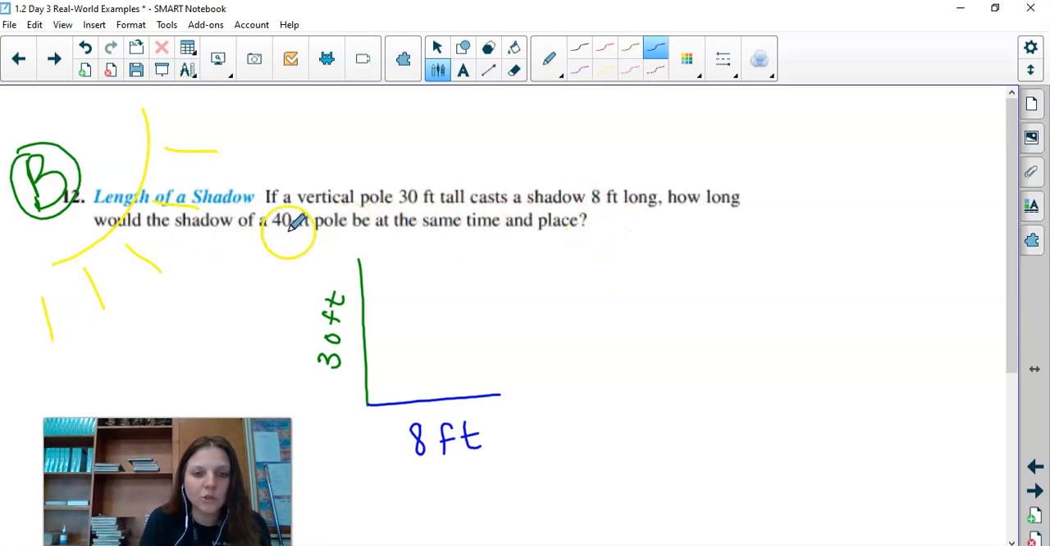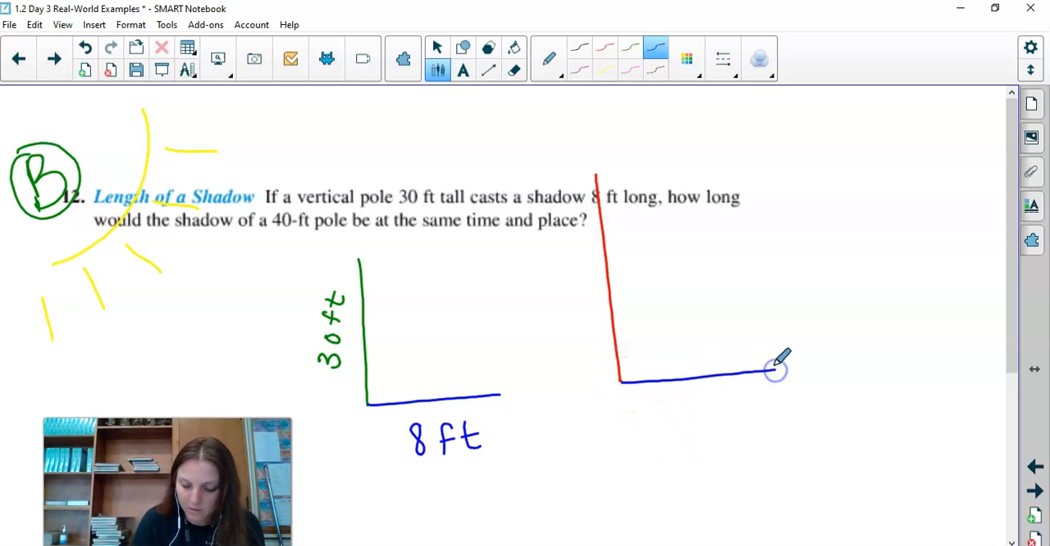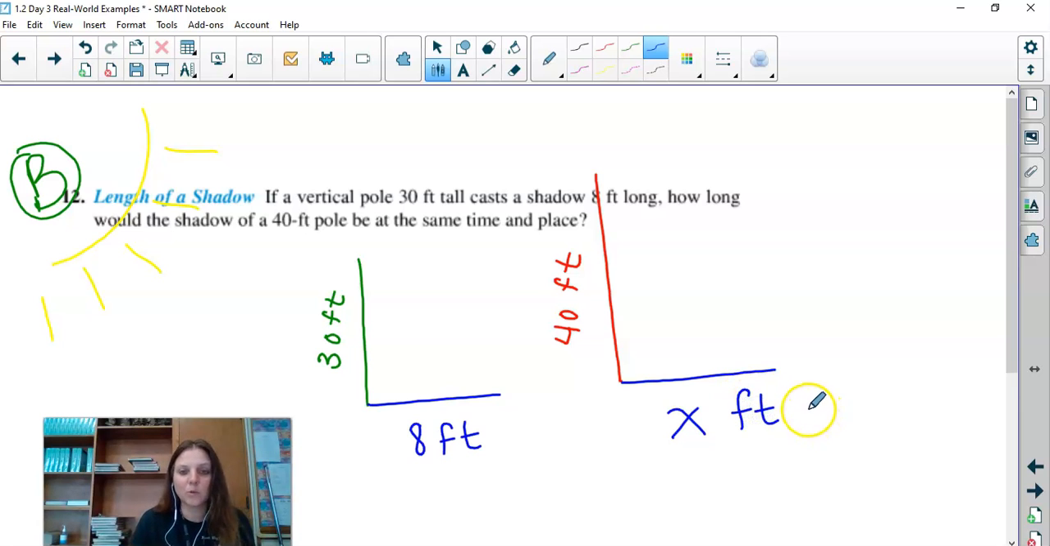How long would the shadow of a 40-foot pole be? Okay, let's draw a 40-foot pole, so a little bit longer than this 30-foot one. Again, these are not drawn to scale. And then we're looking for how long will its shadow be? So this one was a 40-foot pole, and we're looking for how long will its shadow be? So that's what we're trying to figure out.